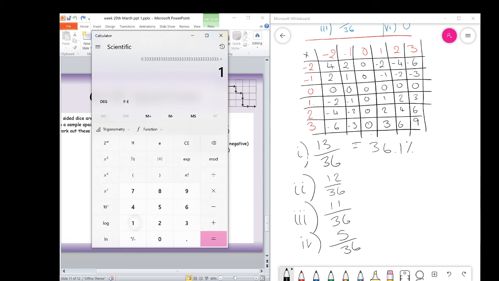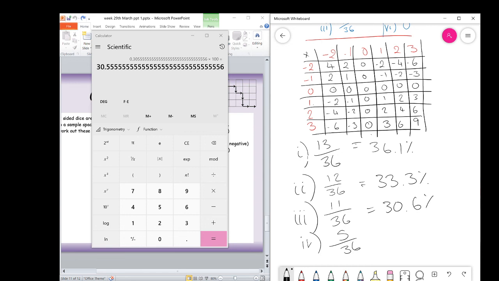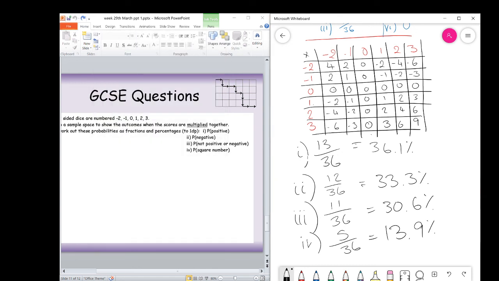The next one was 12 divided by 36 equals, times by 100, 33.3%. 11 over 36 times by 100, 30.6%. Don't forget about your rounding. And then 5 divided by 36 equals, times by 100, 13.9%. Okay, so those are the answers that you should have gotten.